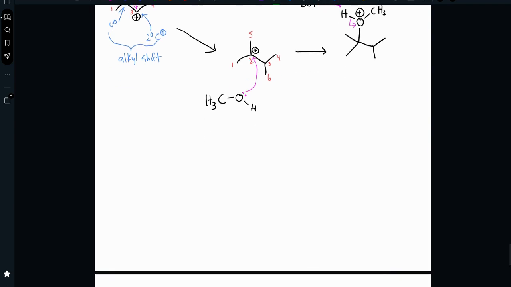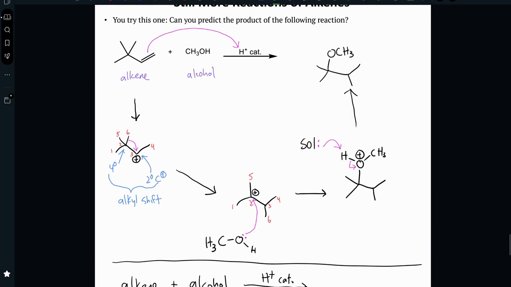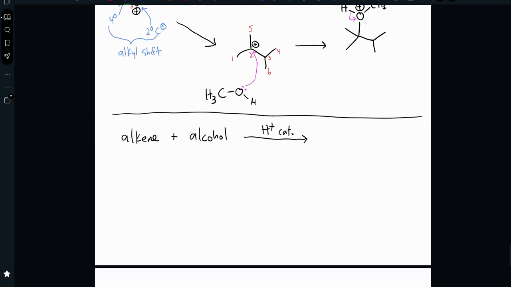So if I want to summarize what we did here, we reacted an alkene with an alcohol and an acid catalyst. And if I had to characterize this product, in the product I have oxygen bonded to 2 carbons. So this is an ether. So my product was an ether.